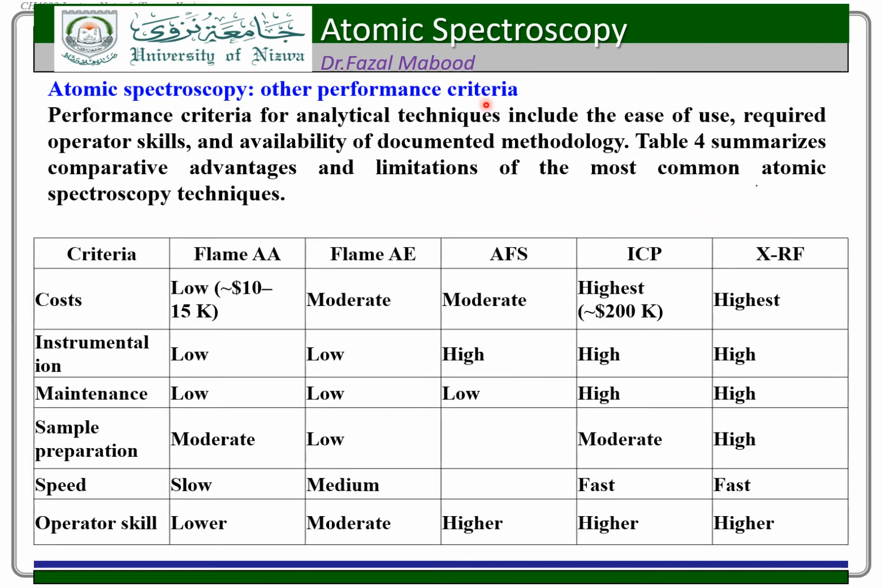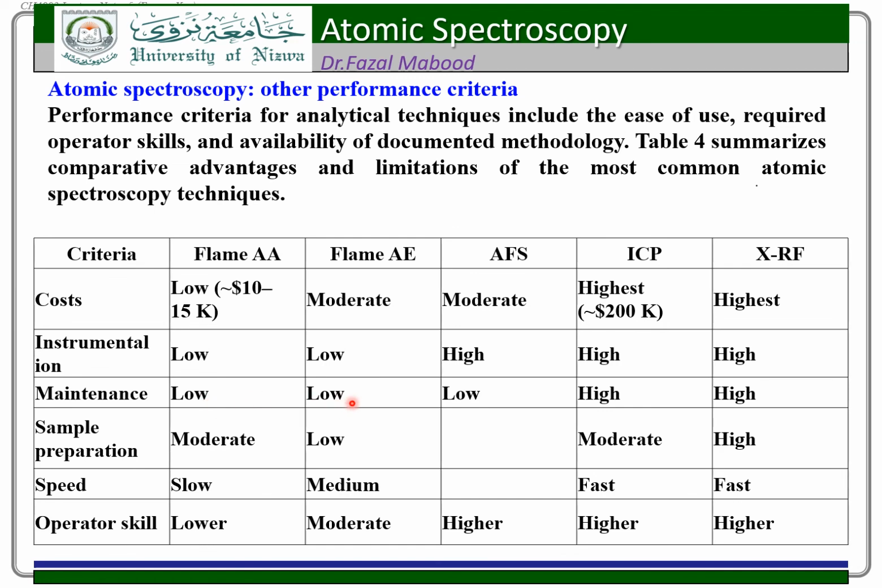Performance criteria. Here you see cost: low, moderate, highest and highest. Here you see flame atomic absorption spectroscopy, flame atomic emission spectroscopy, atomic fluorescence spectroscopy, ICP and XRF. Instrumental cost is low in the case of flame atomic absorption spectrometer. In the case of flame atomic emission spectroscopy, low. In the case of atomic fluorescence it is high. ICP is high, very expensive. XRF is also very expensive.